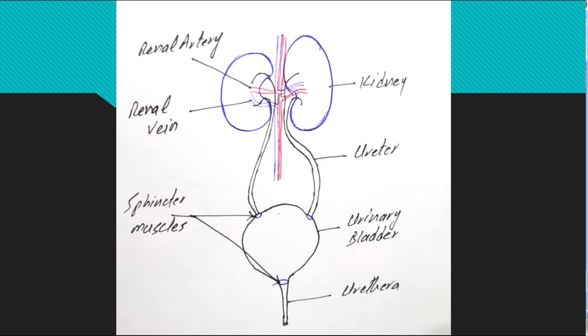And the kidneys are supplied with blood vessels, that is the dorsal aorta, and the arteries and veins enter and leave the kidney. These are the renal arteries and the renal veins.